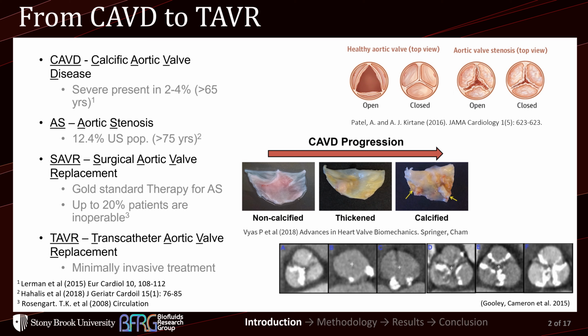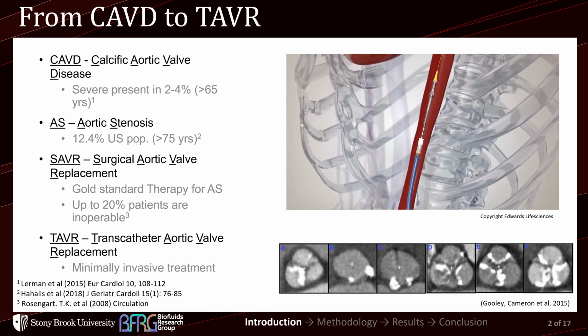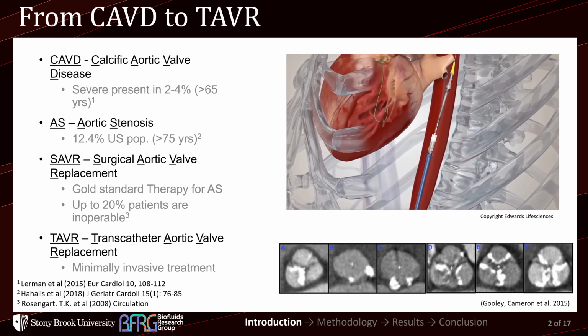The traditional therapy is a surgical valve replacement in which the patient receives open heart surgery, the stenotic valve is dissected out, and a new valve is sutured in place. This is a highly invasive procedure, and it's estimated that 20% of the patients that should receive a surgical valve do not because they are deemed too frail for operation. So this is where transcatheter aortic valve comes in.